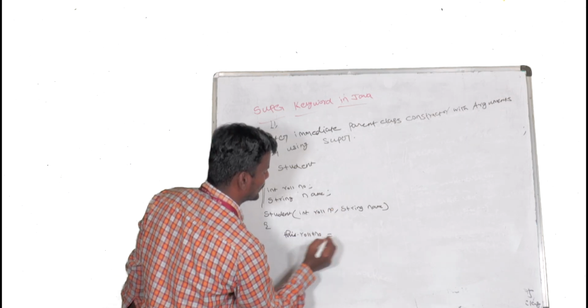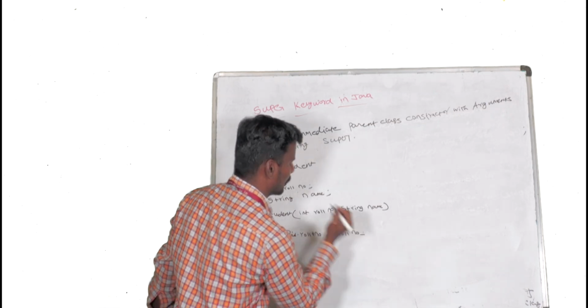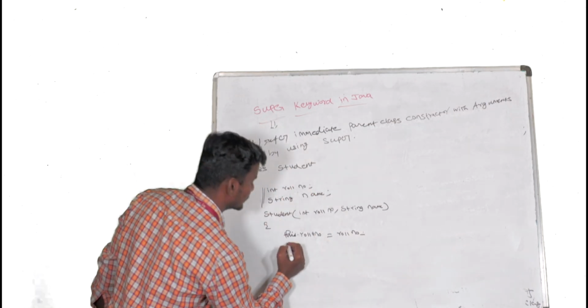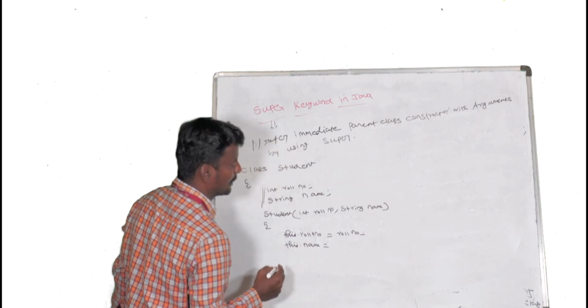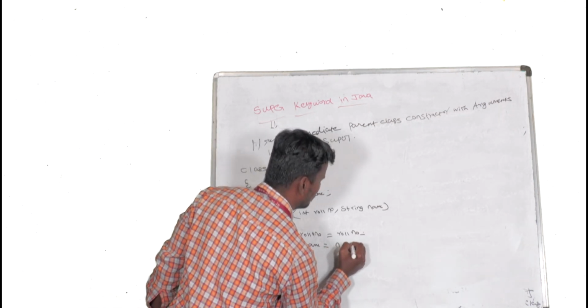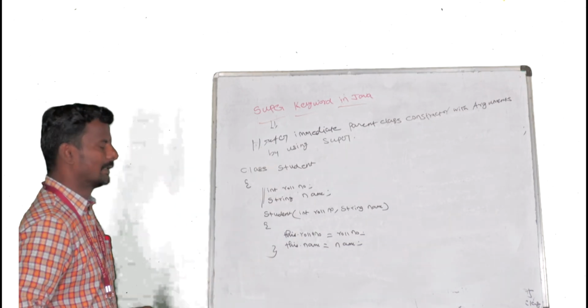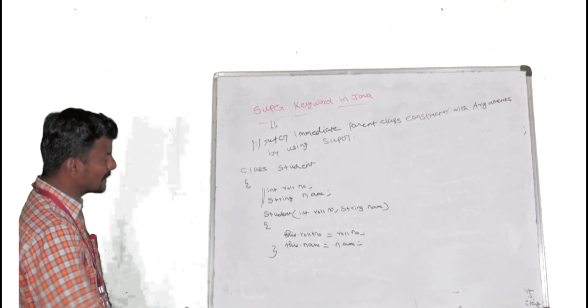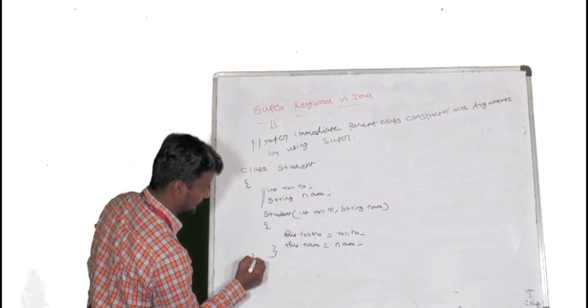So this dot roll number is equal to roll number, and this dot name is equal to name. Now we are initializing values for the member variables by invoking the constructor. Now we close this class.